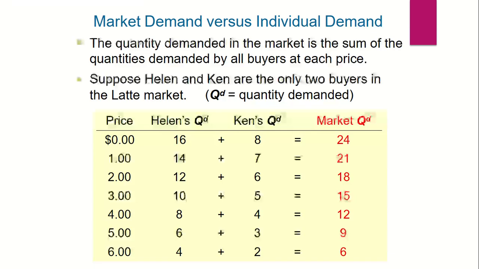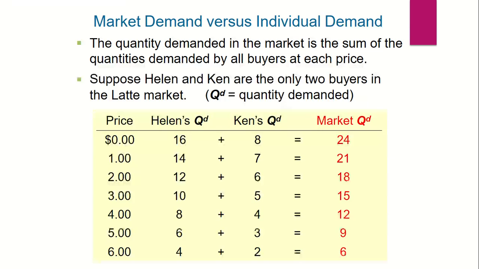He takes a latte too, but it is about half as much as Helen does in terms of quantity. So we take Helen and Ken again. They are the only two buyers in this example, and we add their quantity demanded. So at $0 price, the quantity demanded in the market, having Helen and Ken, is 24, and at $6 quantity demanded is 6.